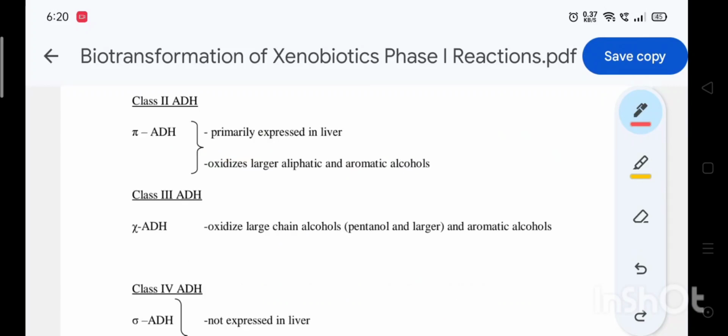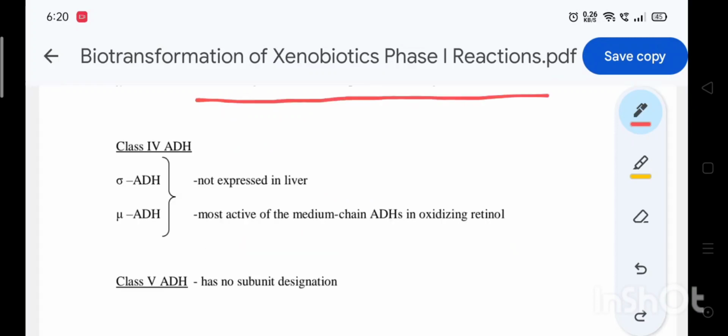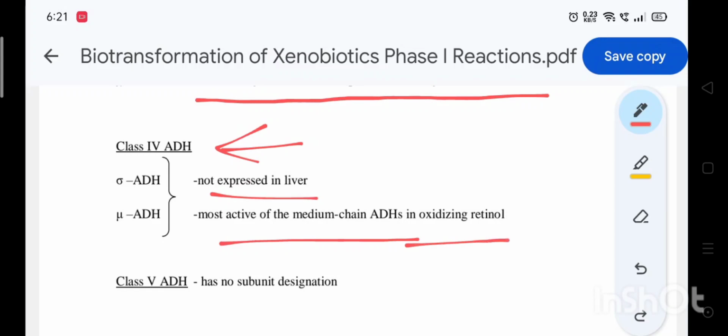Then class 2 alcohol dehydrogenase. They are expressed in liver and they oxidize a large number of aliphatic and aromatic alcohols. Third is class 3 alcohol dehydrogenase. They oxidize long chain alcohols and aromatic alcohols. Class 4 alcohol dehydrogenase is not expressed in liver and is most active in oxidizing medium chain aldehydes and retinol. Okay, and class 5 alcohol dehydrogenases have no subunit designation.